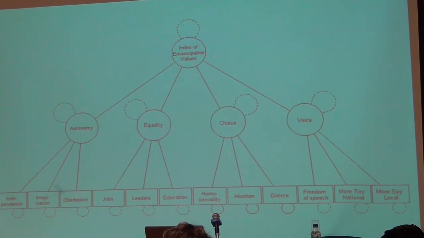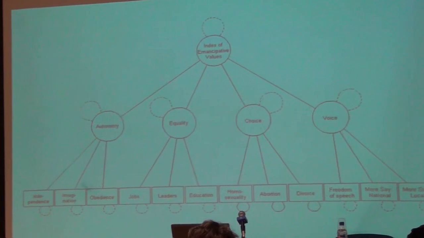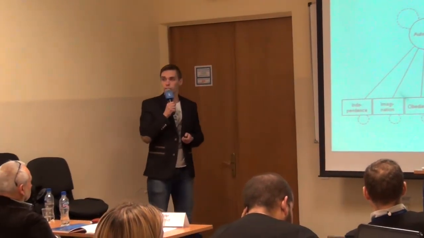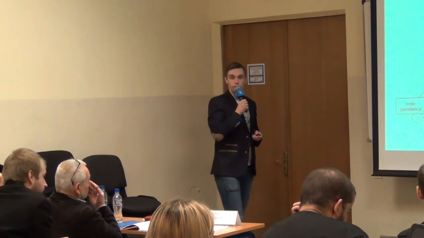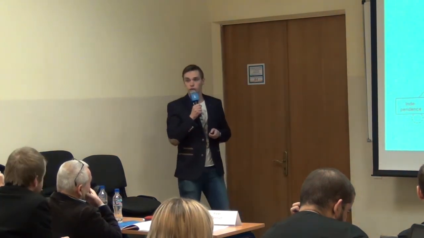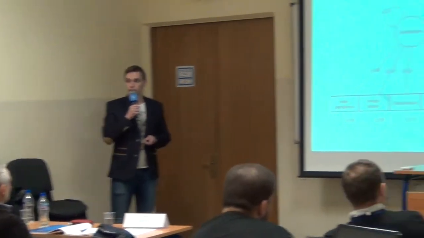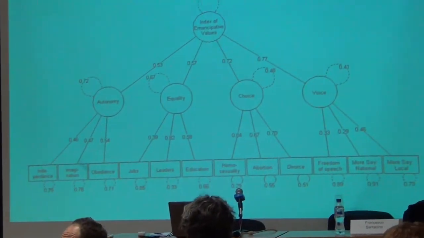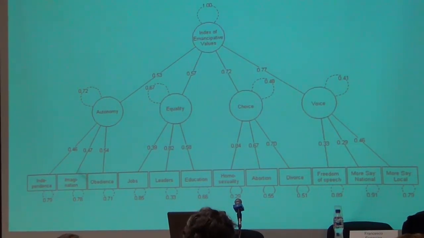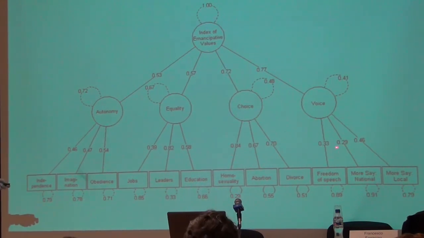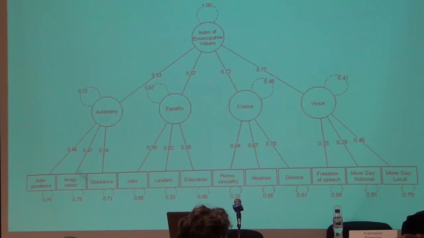For those of us who are familiar with classical measurement theory, the model on the screen looks like a typical example of second order factor analysis, also known as hierarchical factor analysis. So it's a reasonable first step for testing the validity of the index to proceed with confirmatory factor analysis procedures. This figure presents standardized parameter estimates for the index of emancipative values. The data used are the third to sixth waves of the World Values Survey, 99 countries in total. And we see that this model looks quite acceptable. Some factor loadings are low, but in general, it's okay.